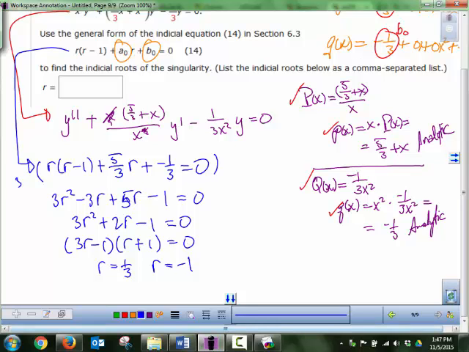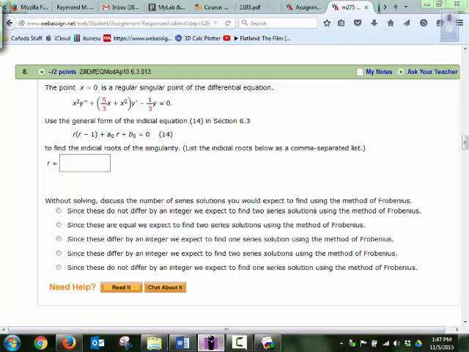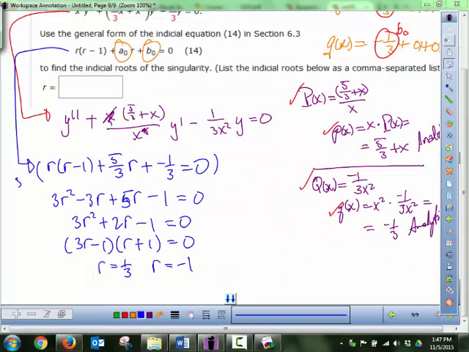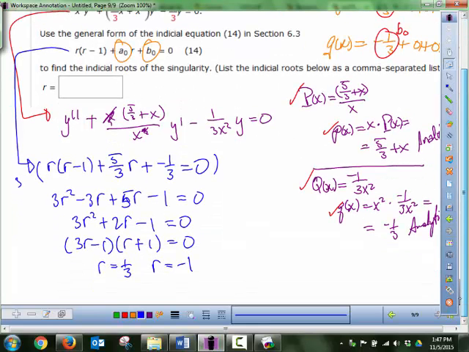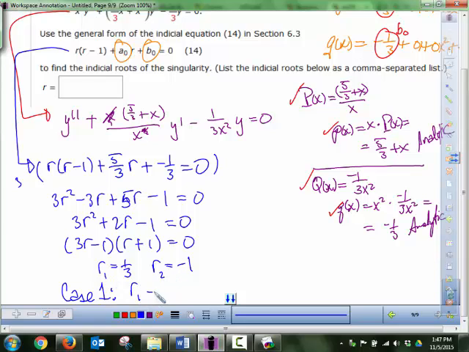And what were the cases again? If I have two distinct real roots, the difference is not an integer. So that's case 1. So R1 minus R2 equals 1/3 minus negative 1. It's 4/3, not an integer.